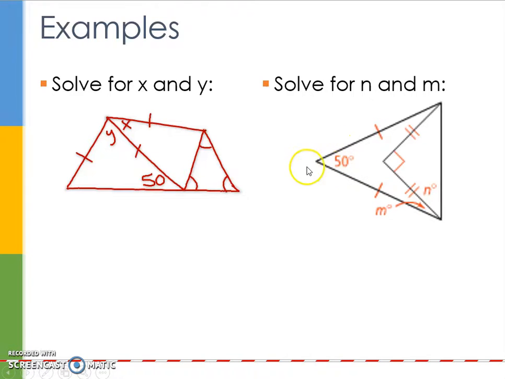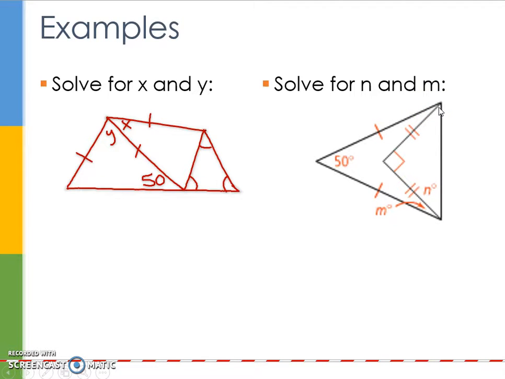And then you have a 50 here. So look at the bigger angles here. So what we're going to do is look at the bigger triangle. So 180 minus 50 is 130. That means this angle plus this angle is 130. But you see this marking? So this angle right here, this whole thing here, and this angle, they're going to be congruent.